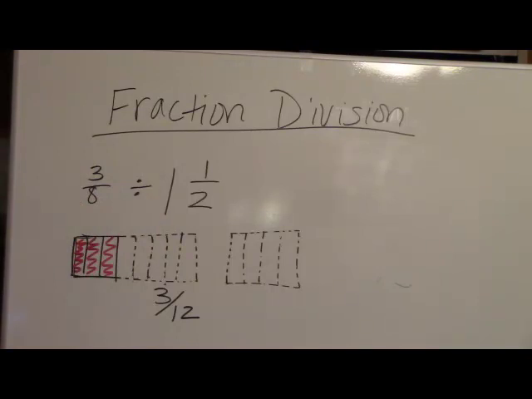So 3 out of 12 is what you actually have, which should be smaller because you're dividing by a bigger number, so the actual amount you have when you divide it out should be smaller. Okay, and that makes sense.